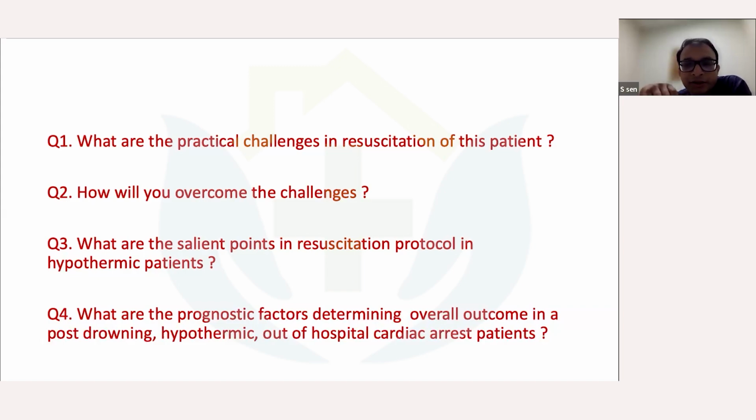And what are the prognostic factors determining overall outcome in this post-drowning hypothermic out of hospital cardiac arrest? These are the three challenges that you should have mentioned in any resuscitation: out of hospital cardiac arrest is a challenge, hypothermia is a challenge, and a drowning patient is a challenge. So again, what are the prognostic factors? They will be the duration of the cardiac arrest, the duration of the transfer to the hospital, and the time to rewarm the patient. And of course, the age of the patient and other comorbidities.